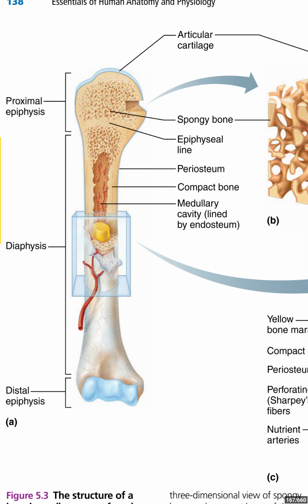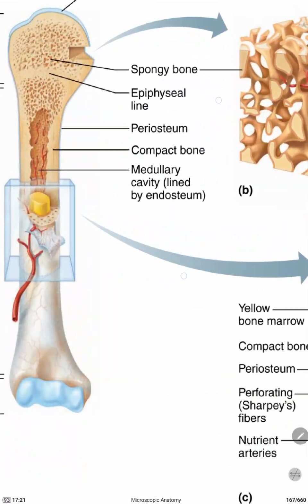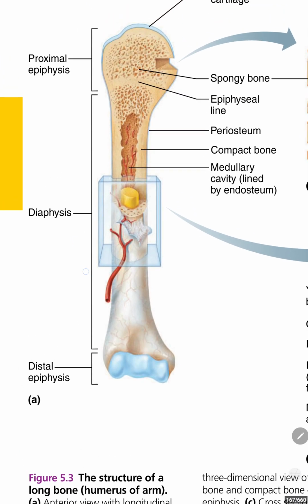Okay, so now we are going to discuss the structure of the long bone. The diaphysis is the bone's length, the long part of the bone. The diaphysis is found in our humerus, our tibia, our femur, our fibula. Okay, sorry guys.